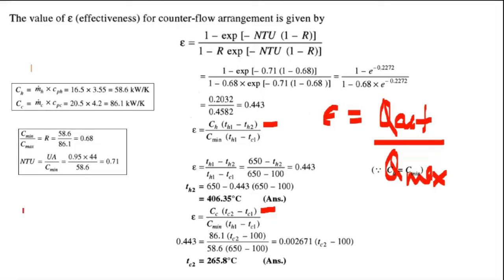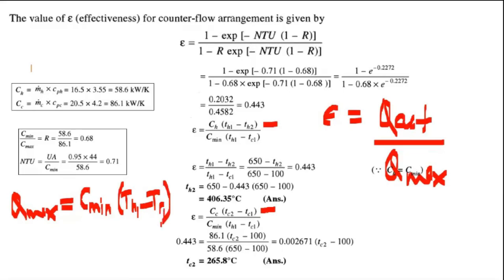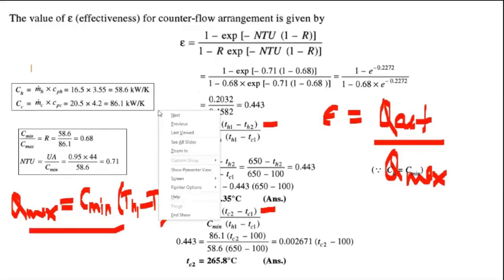What about Q max? What is the relation for Q max? C min (TH1 minus TC1), sir. Always CH, or we should write something else? C min, sir. Instead of CH, we can write C min multiplied by (TH1 minus TC1). So this is the relation for Q max.